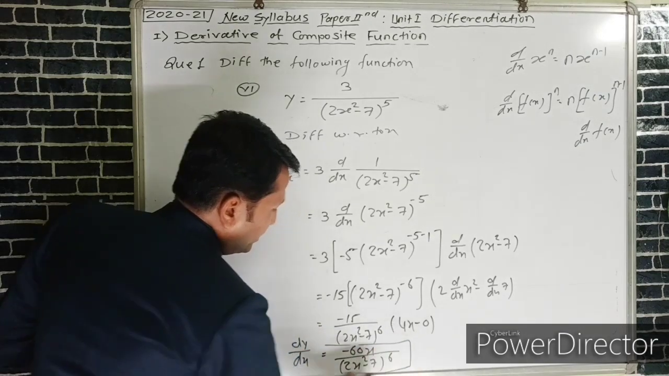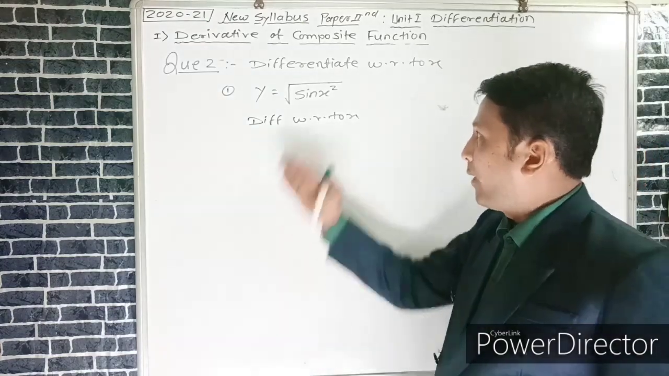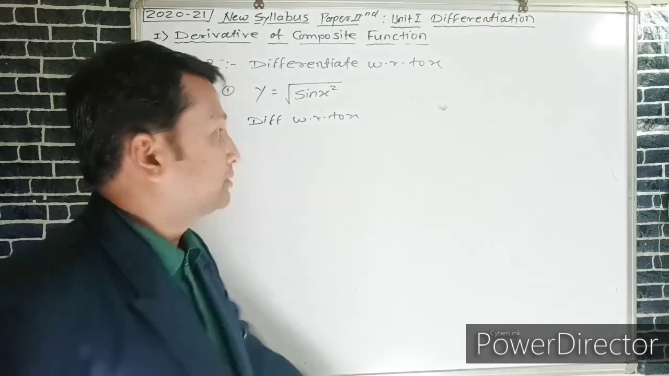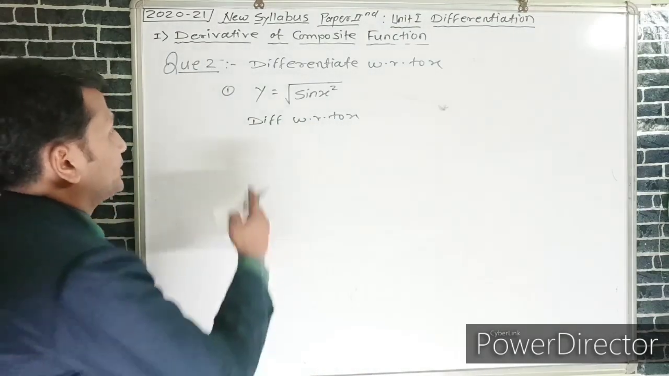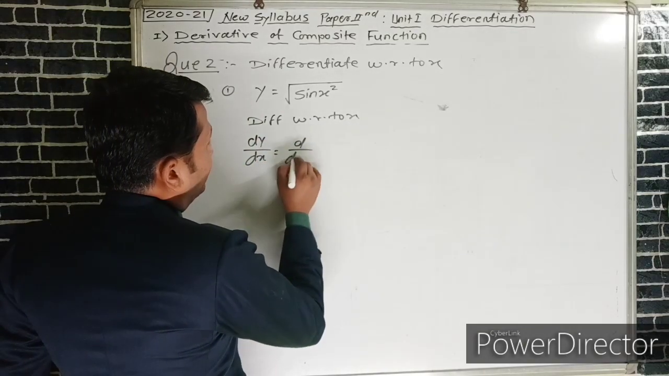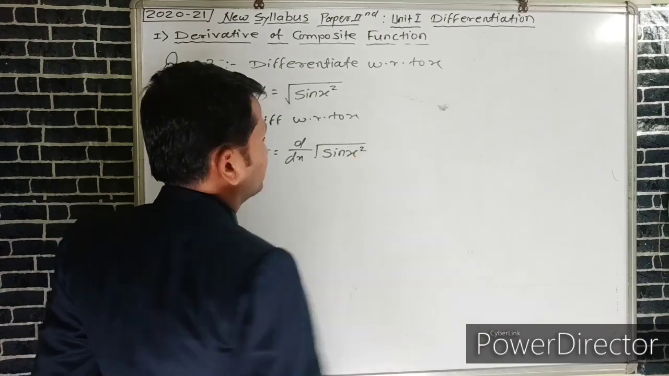dy upon dx with respect to x. Next, the given function is y is equal to under root of sin x square. If we differentiate the given function with respect to x, then we can write dy upon dx is equal to the derivative of under root of sin of x square.